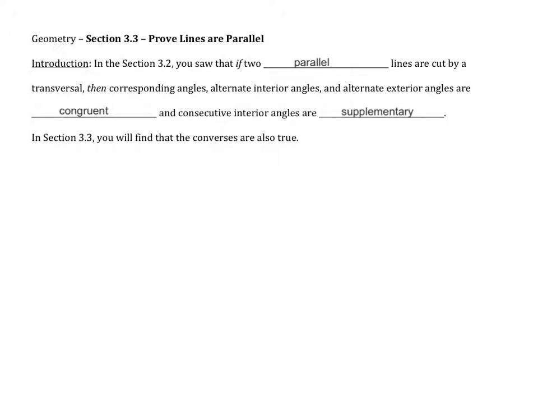So remember, converses are when you just flip the conditional around. The hypothesis becomes the conclusion, and the conclusion becomes the hypothesis. So for example, if we stated before, if two lines are parallel cut by a transversal, then corresponding angles are congruent. The converse of that would be if corresponding angles are congruent, then the two lines must be parallel. And you'll see just that in the next slide.